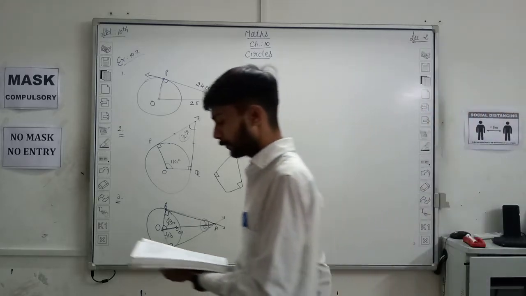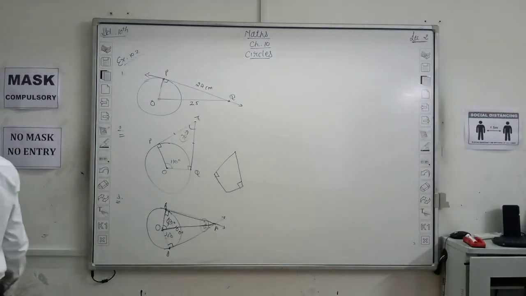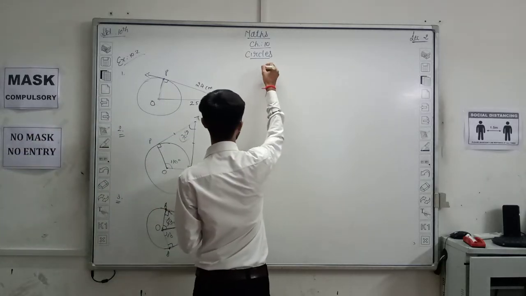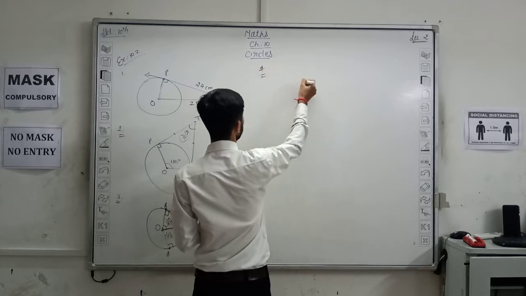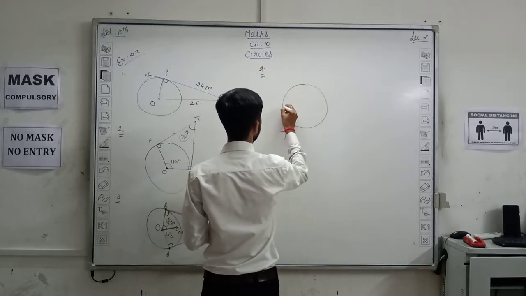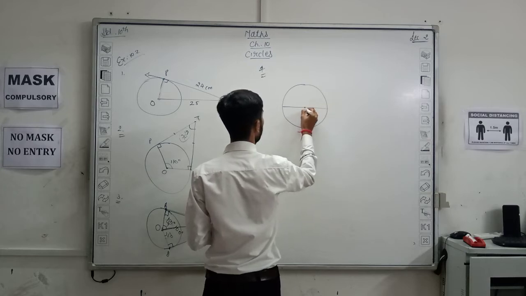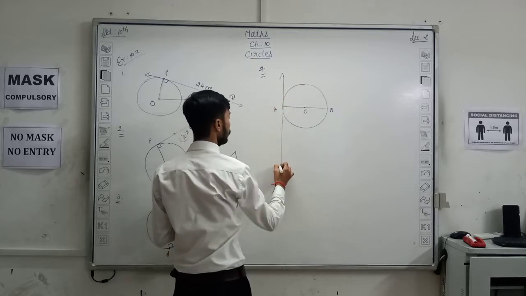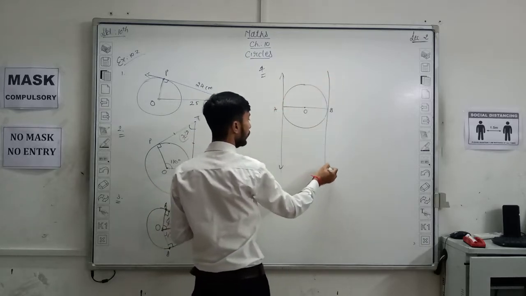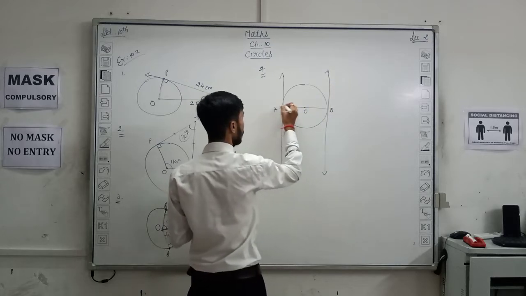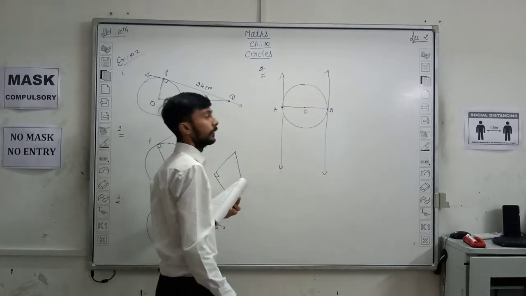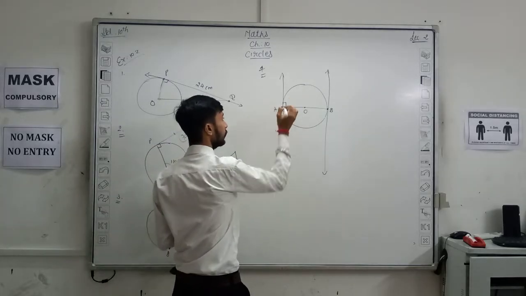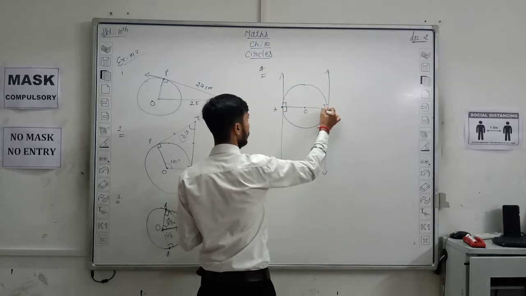Number 4. Prove that the tangents drawn at the ends of a diameter of a circle are parallel. It's very simple. Suppose we have AB as the diameter, and these are the two tangents from the end points of this diameter, that is A and B, right? So we know that this is perpendicular to this, and this is also 90 degrees. This is also 90.